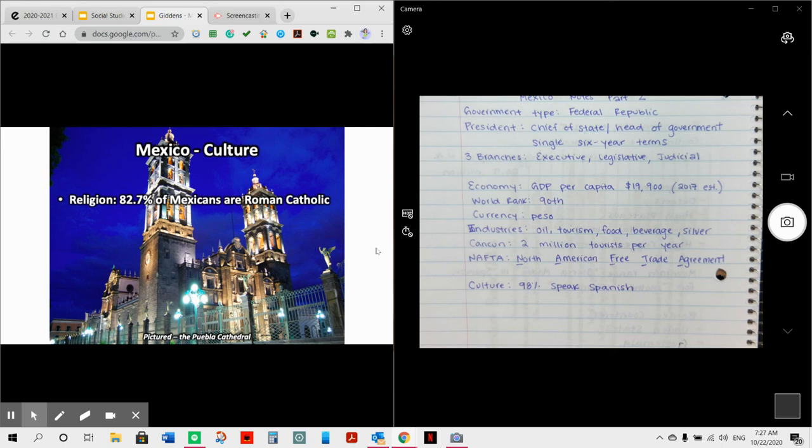The religion, 82.7% of Mexicans are Roman Catholic. So in our notes, we're going to write religion, colon, and then 82.7. And again, some of these numbers, even if they're not entirely exactly accurate, if this was an estimate from another year, the point of this slide is definitely to tell you that the majority of people in Mexico are Roman Catholic. So this number might have gone up a little bit or down a little bit, but we're going to go ahead and write 82.7 are Roman Catholic.